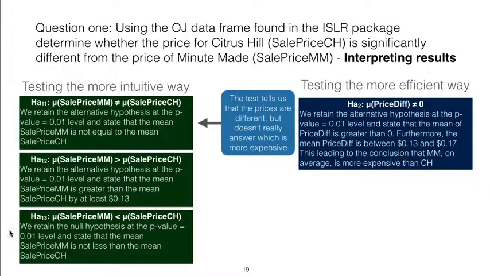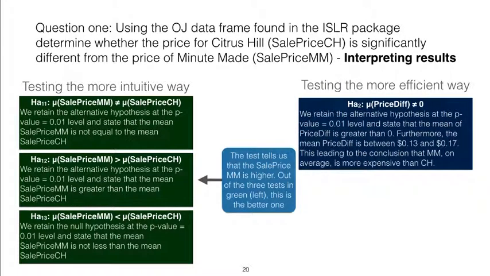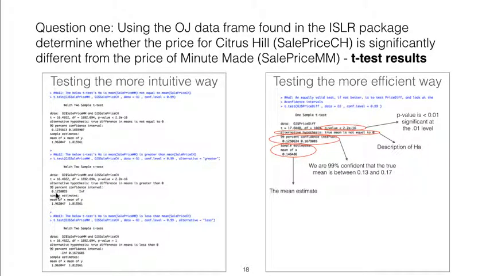Here in the next test, HA12, we are testing that Minute Maid is greater than the price of Citrus Hill. Again, we retain the alternative hypothesis at the p-value 0.01 level and state that the mean sale price of Minute Maid is greater than the mean of Citrus Hill, which is, again, really great. I would add here what is the difference. You have your confidence interval here, that the mean difference is at least 12.5 cents.